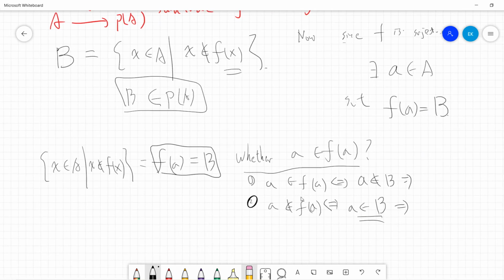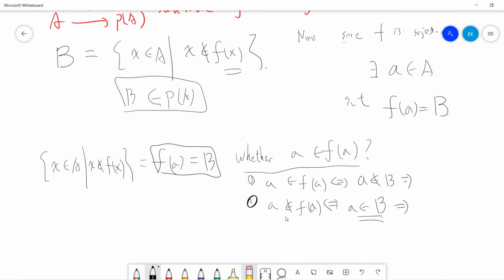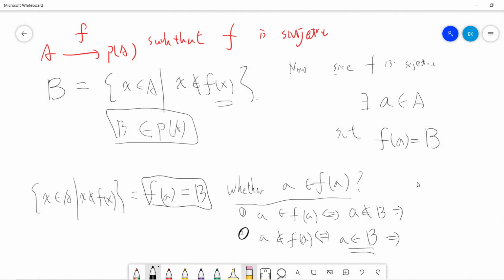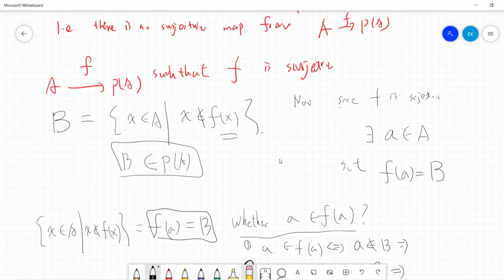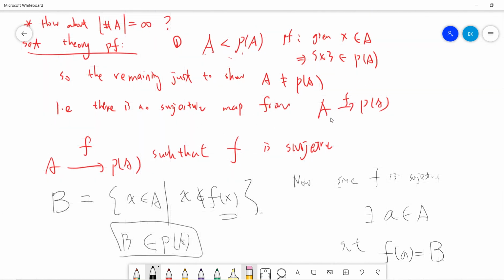Okay, so whether A belongs to F of A or whether A does not belong to F of A, both lead to a contradiction. So it tells us that F cannot be surjective. And if F cannot be surjective, then there is no injective and surjective map from A to PA.